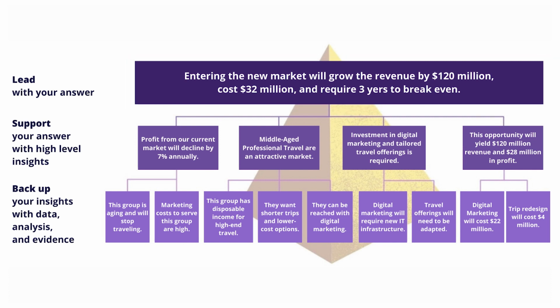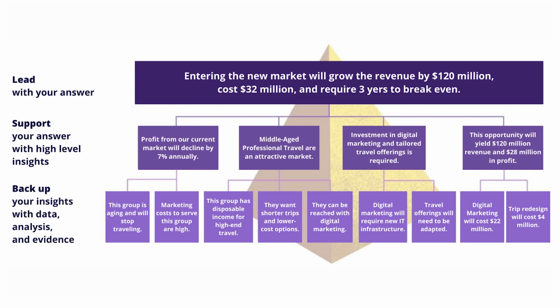The 4 key arguments for entering the new market are: our core market of mature customers is declining. The new middle-aged professional market is growing. The client has the core capabilities to enter the new market, but will need to build some new capabilities and adapt its product offerings. The new market will unlock 22 million in profit. This is level 2 of the pyramid.